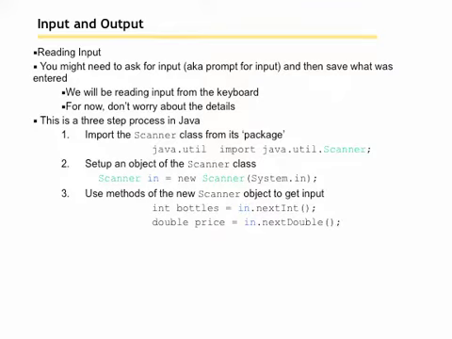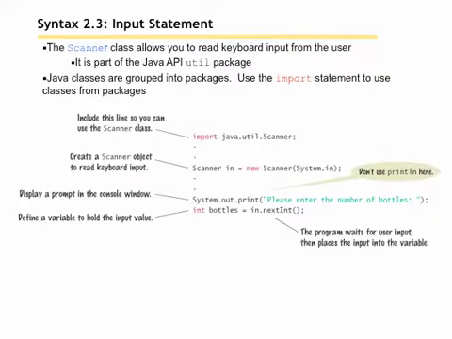And number three, you use methods of the Scanner object to get the input. So int bottles equals in, and that's the same as the blue, that's the name we came up with, dot nextInt. nextInt is the name of the method. We have to use that as it is. Or double price equals in.nextDouble. Those are two methods that we use to get either an integer or a double.